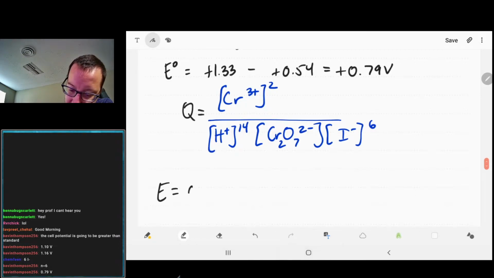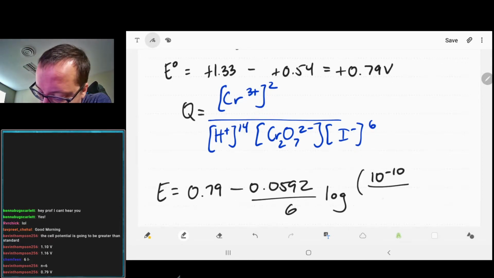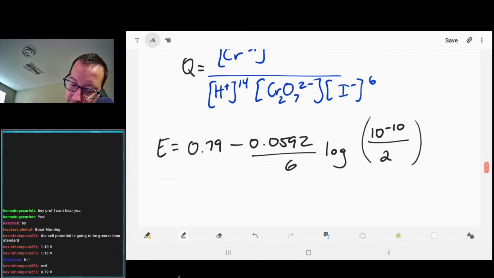So E equals 0.79 minus 0.0592 over 6 times the log of, what was it, it was 10 to the minus 5, is that right? Yeah. 10 to the minus 10 over 2. If we plug in all of our stuff appropriately. Right, because 10 to the minus 5 squared would be 10 to the minus 10. And then the other 2 were just 1. So we can finally do this.